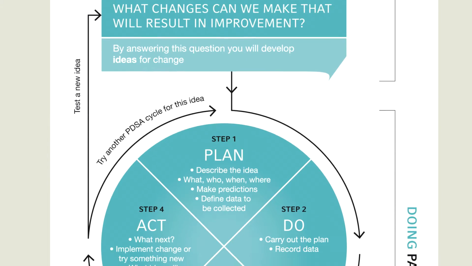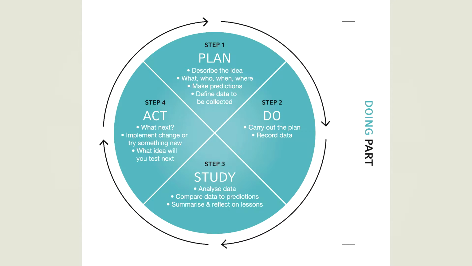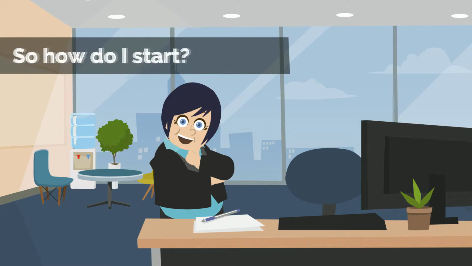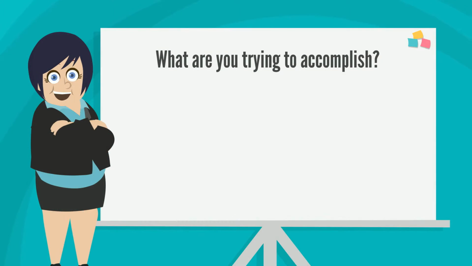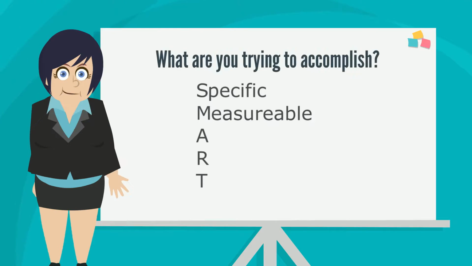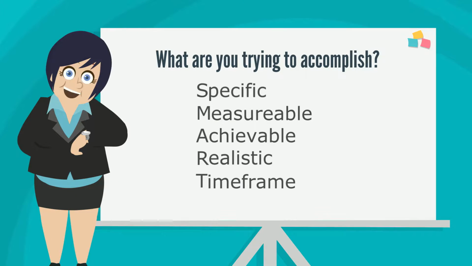The Model for Improvement consists of 2 equal parts. The thinking part contains 3 fundamental questions that are essential for guiding your improvement work. The doing part is made up of PDSA cycles, plan, do, study, act, that will help you develop and test these individual ideas. So how do I start? You start by answering the first fundamental question, which is, what is the goal you are trying to accomplish? Make the goal specific, measurable, achievable, realistic, and with a time frame.